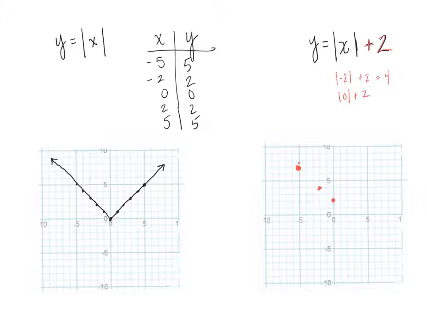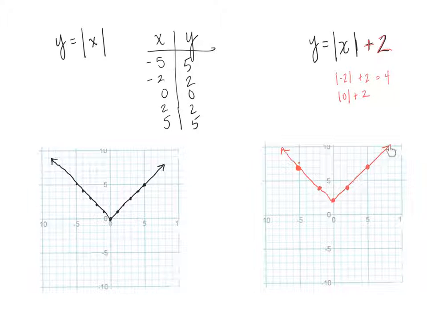Okay, let's think about this for a second. What do you think the rest of these points are going to be? Hopefully you have something that looks just like this, where I've got a V shape, but instead of starting with my origin over here at 0, I took this equation and I shifted it up to 2 over here.